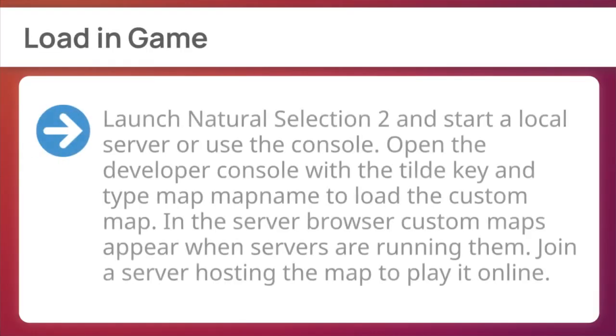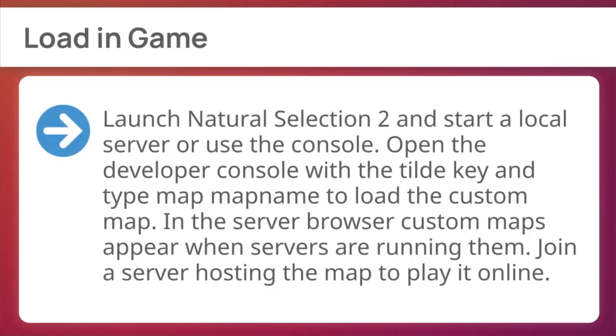Next, load in game. Launch Natural Selection 2 and start a local server, or use the console. Open the developer console with the tilde key and type map name to load the custom map. In the server browser, custom maps appear when servers are running them. Join a server hosting the map to play it online.